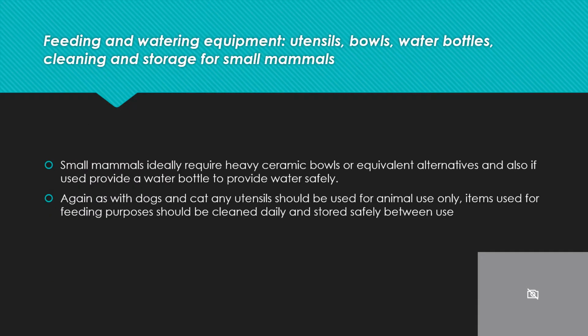Feeding and watering equipment for small mammals. Small mammals ideally require heavy ceramic bowls or equivalent alternatives, and also, if used, a water bottle to provide water to them safely. Again, as with cats and dogs, any utensils should be used for animal use only. Items used for feeding purposes should be cleaned daily and stored safely between use.